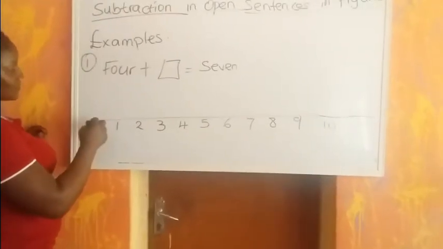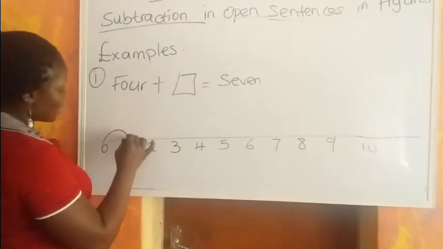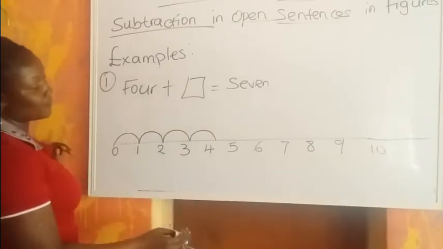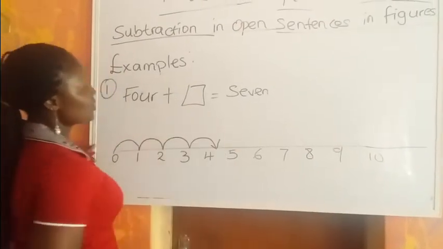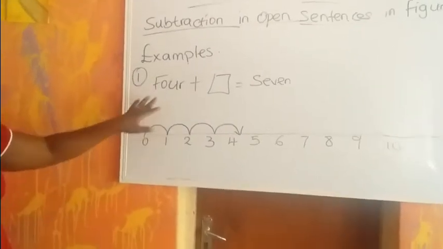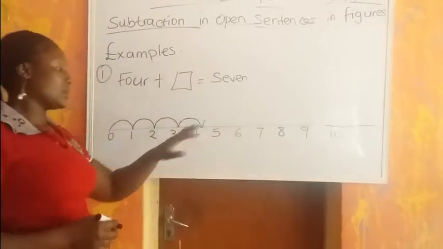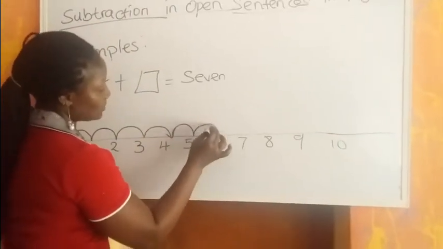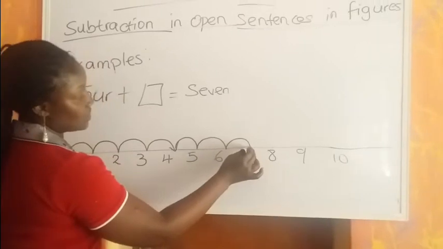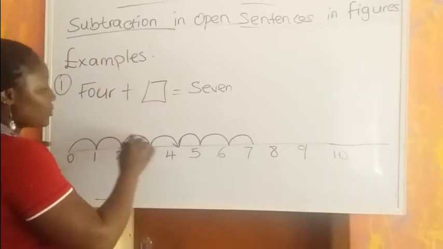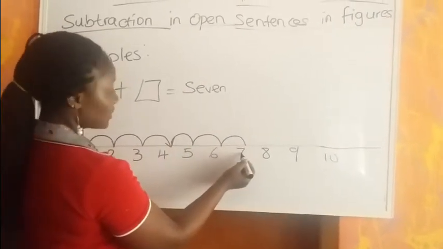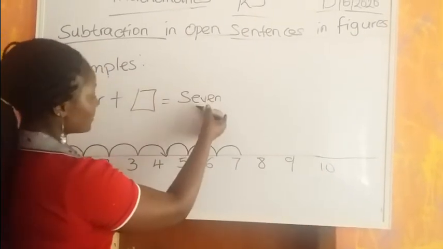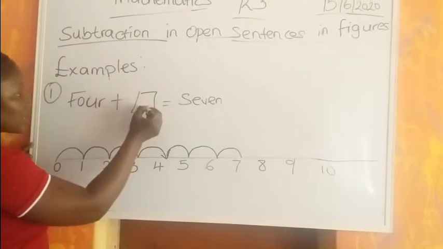Let's count from 0: 1, 2, 3, 4. This is where our 4 is. So how many numbers are we counting to get to 7? Let's count. We have 1, 2, 3. 4 plus 3 is 7. So when you are to take away 4 from 7, it will still give you the same 3.